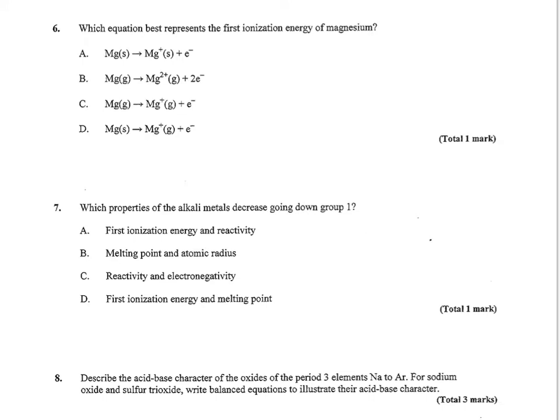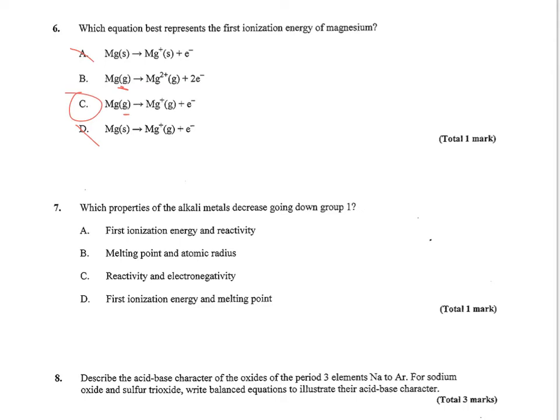Number 6 asks, which equation best represents the first ionization energy of magnesium? Well, remember, ionization energy, it has to be a gaseous element, so A and D are automatically eliminated. And electrons can only be peeled off one at a time, so that leaves only C as being a possibility there.